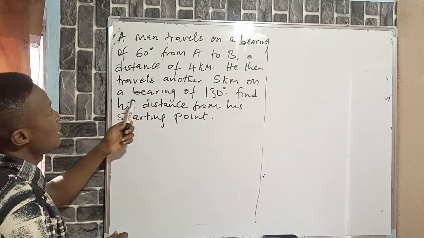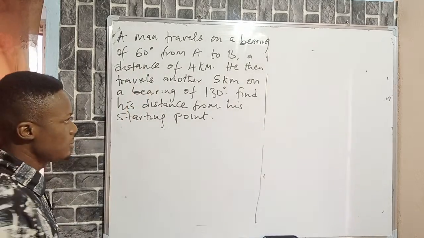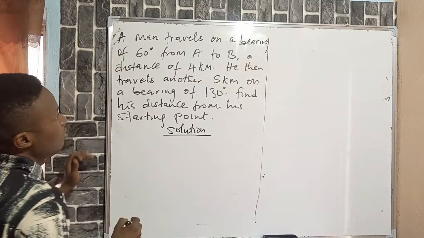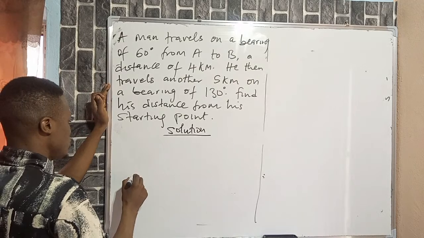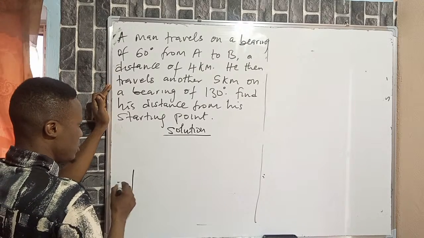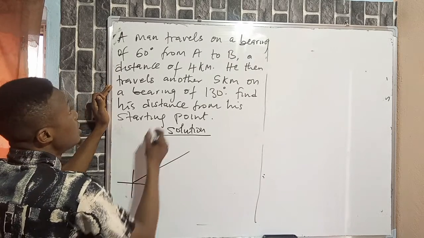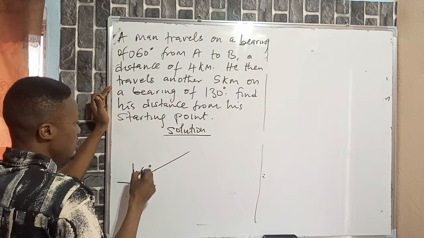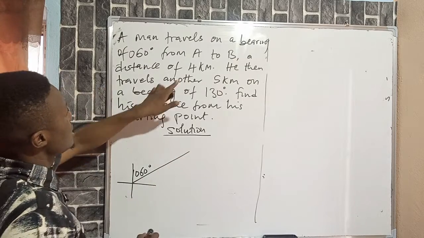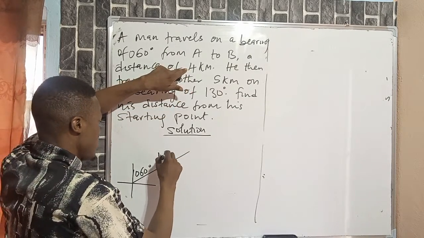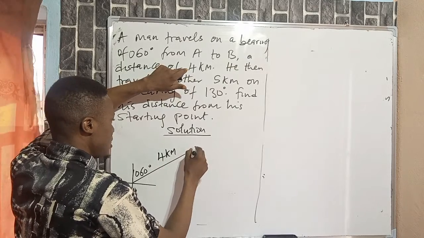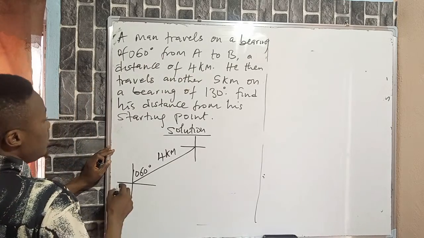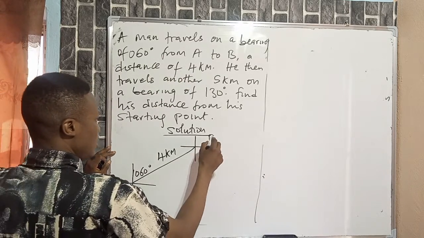First of all, a man travels on a bearing of 60 degrees. That is the most important information here. So you can draw your cardinal point, 0 degrees, 60 degrees. They say that the distance is 4 kilometers, so under here you write 4 kilometers, traveling from A to B.